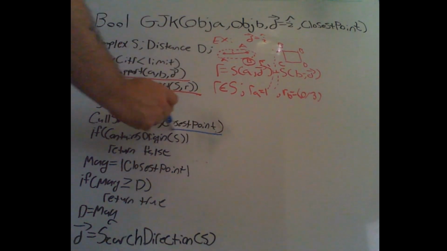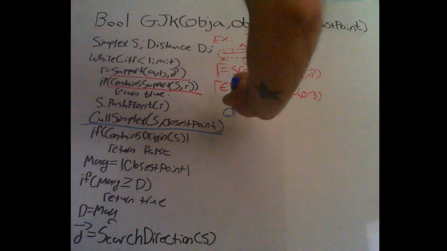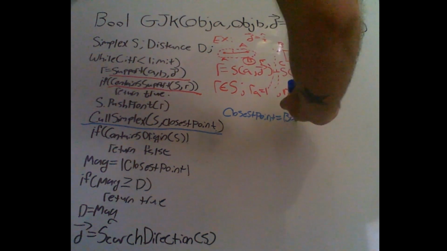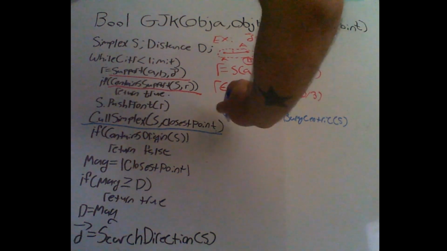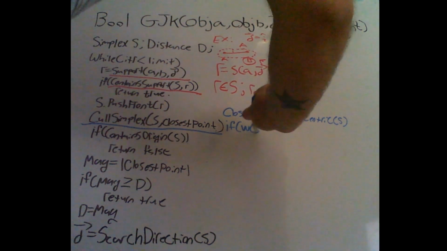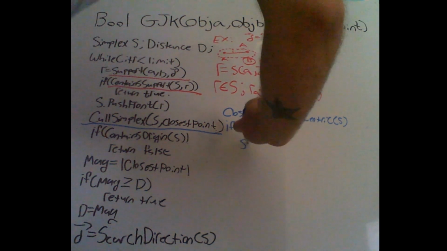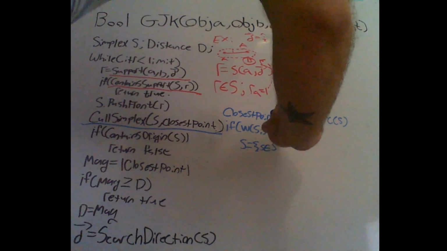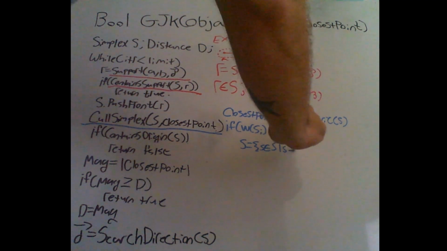Moving on to culling the simplex, we'll start by using our barycentric calculations to compute the closest point based on the simplex degree. Then, we'll check if any weight on the current simplex is less than or equal to 0. If so, we'll create a new simplex of the remaining points, regardless of their value, and then recurse back into the function again until we terminate.